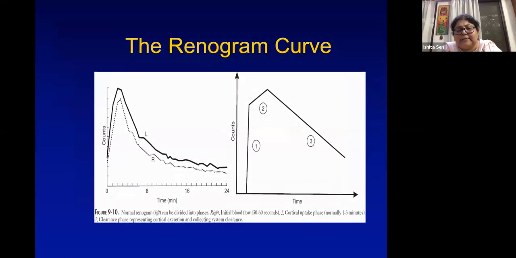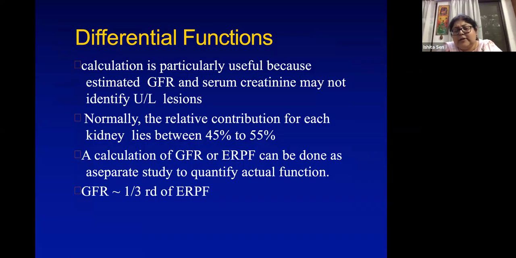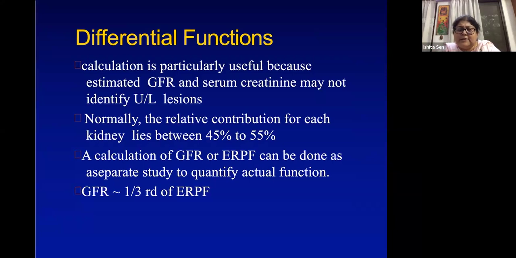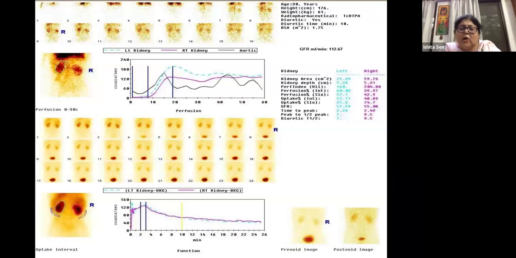Then you can actually draw these regions of interest on both the kidneys and define how much each of these kidneys is contributing. Normally, the relative contribution for each kidney lies between 45% to 55%. And you can also calculate the GFR or the ERPF based on these regions of interest. So this is a normal renogram curve, and you can see both the kidneys. This is the same one which we saw earlier, and you can see the nice renogram curve which peaks and then plateaus out.